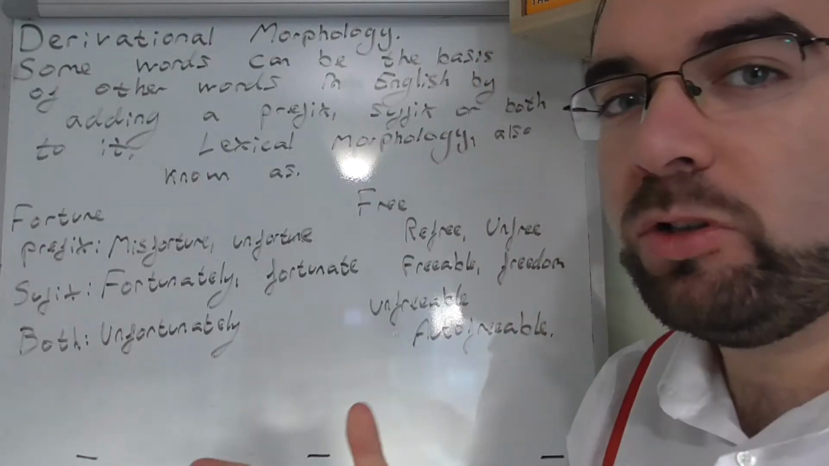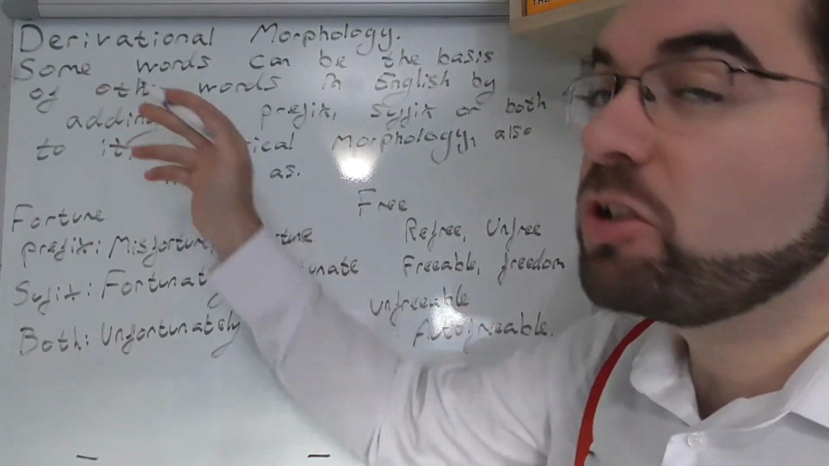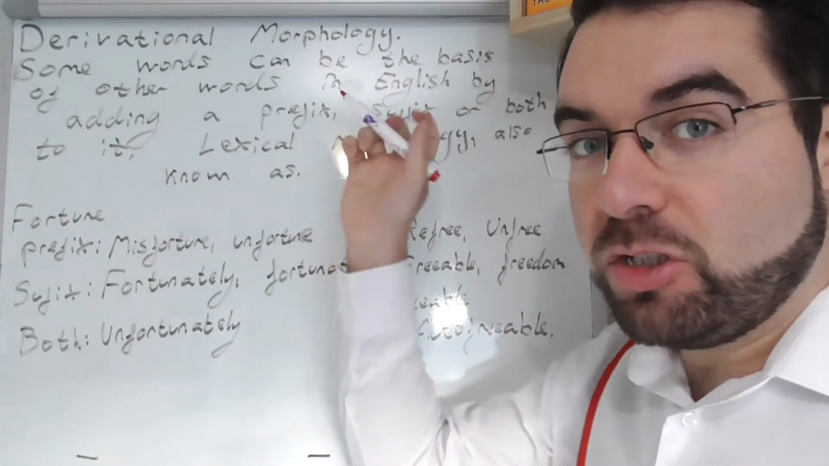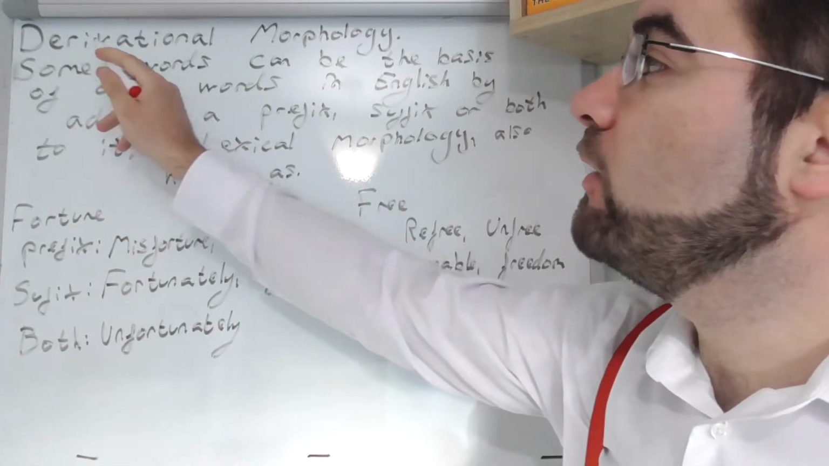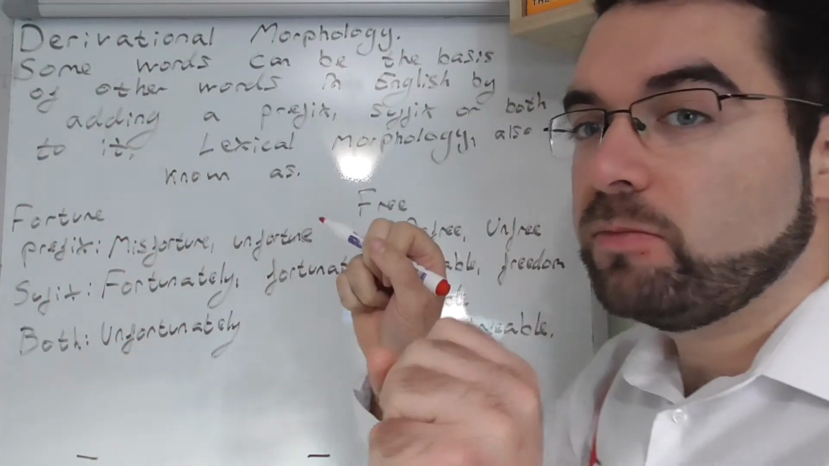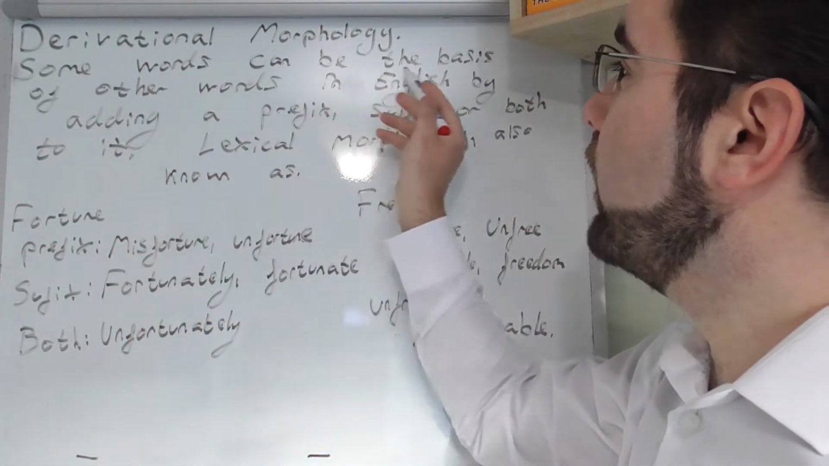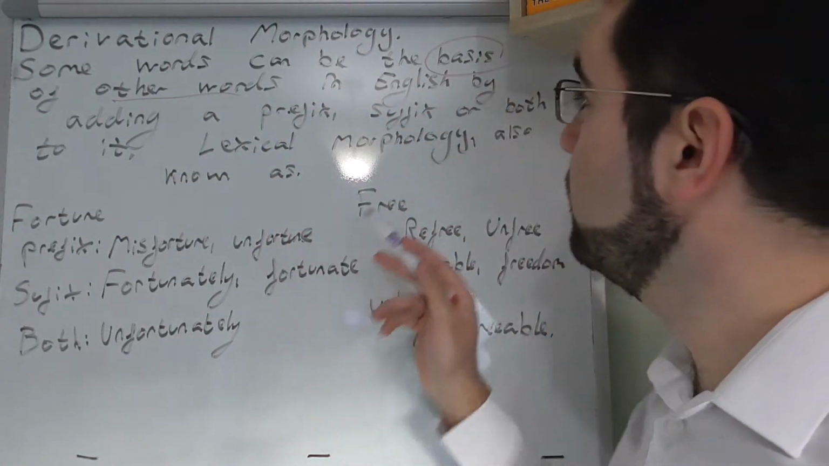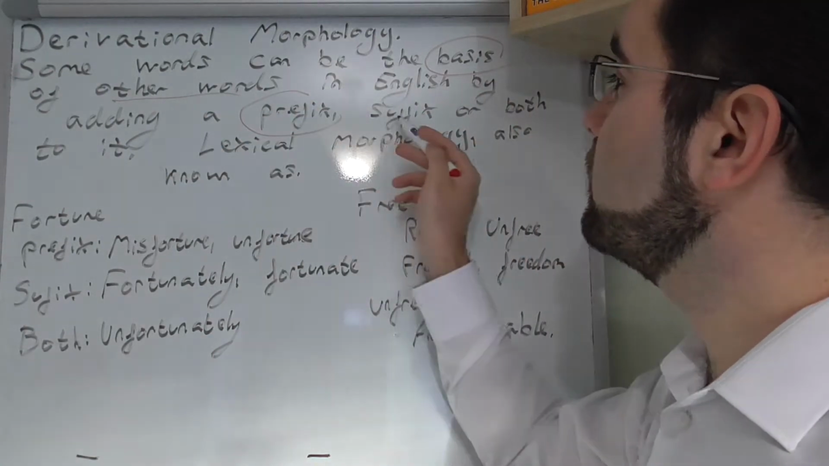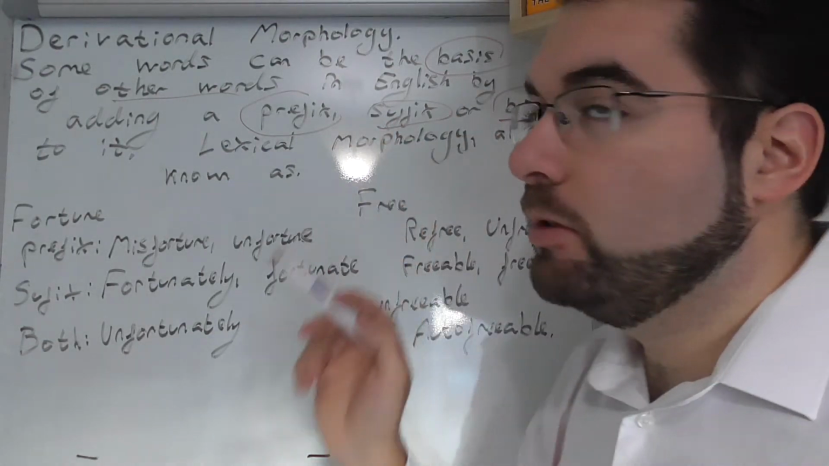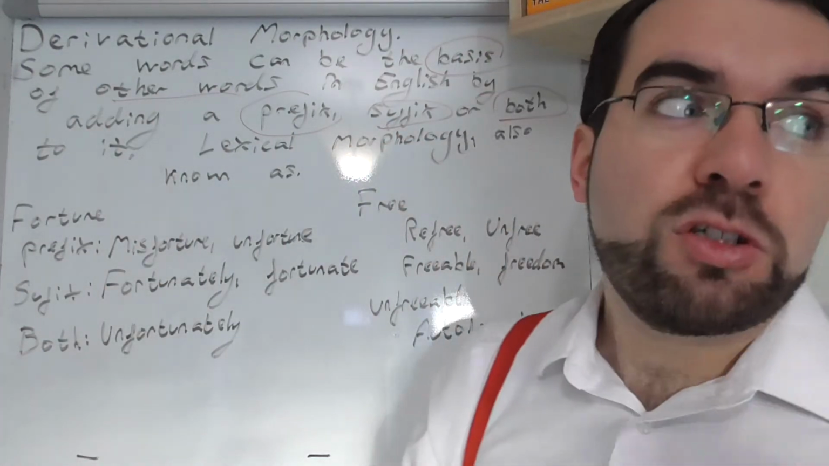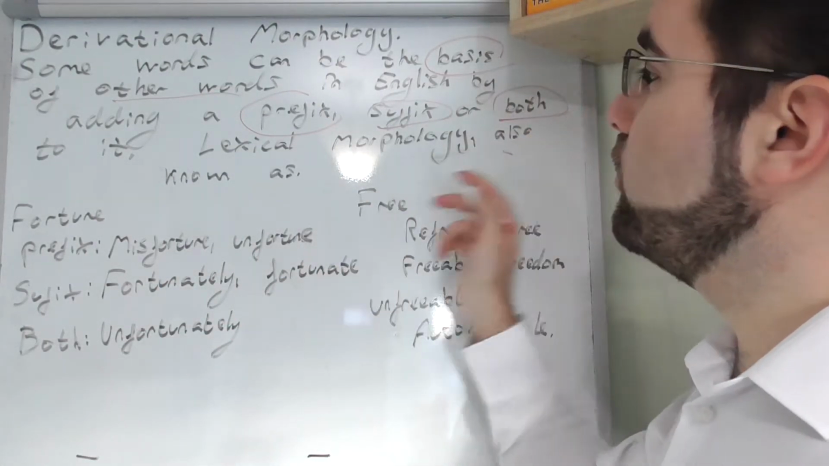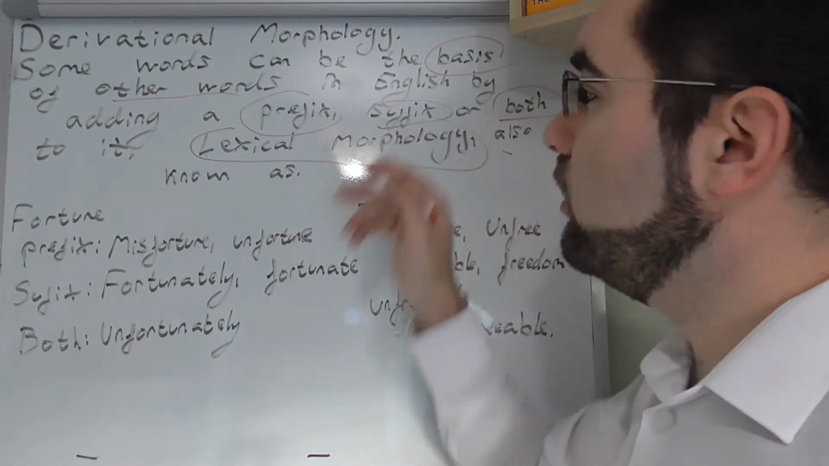Okay, so let's look at what's called derivational morphology, to derive words. Morphology, to change words. So derive, derivational. Some words can be the basis of other words in English by adding a prefix, suffix, or both. Prefix at the start, suffix at the end, or both. Also known as lexical morphology.